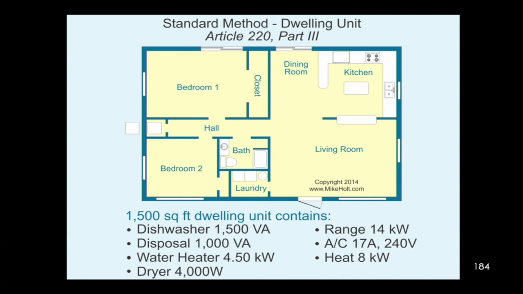All right, let's go ahead and take a look at a total unit dwelling calculation here. We're going to use the standard method, and I've got a 1,500 square foot dwelling unit that contains a dishwasher, a disposal, a water heater, a dryer, a range, AC, and heat.